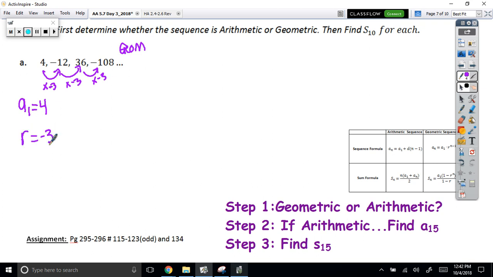Now be careful, last time n was 20, right? Or 15. This time they want us to find s sub 10, which is the sum of the first 10 terms. So that means n is 10. Always look into the problem. So n is 10. So now we're going to go straight to our sum for geometric column, and we'll sub in.